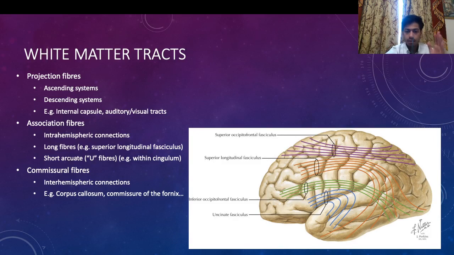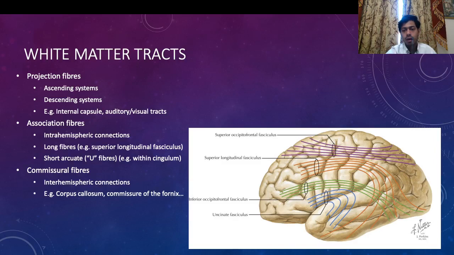So, for example, the left cerebral hemisphere will be connected to the right cerebral hemisphere via association fibers, and we have long fibers, for example, superior longitudinal fasciculus, or SLF. It's similar to the MLF. And then we also have short fibers, known as U or arcuate fibers, which are within the cingulum. And then the commissural fibers are interhemispheric connections.